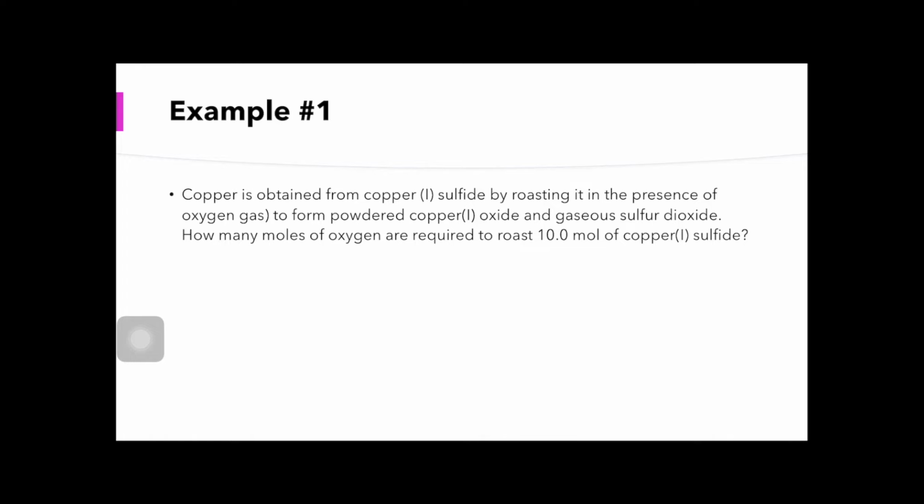From this stoichiometric problem, we have to derive first the balanced equation. Since there is no equation presented, we can base our equation on the facts presented by the problem. So we can have this equation: copper sulfide, which is Cu2S, roasted in the presence of oxygen gas, which will form copper 1 oxide and sulfur dioxide. This would be the chemical equation for the reaction.